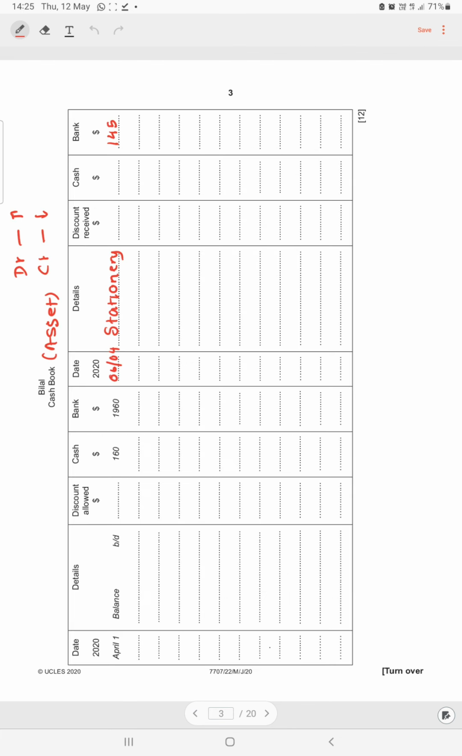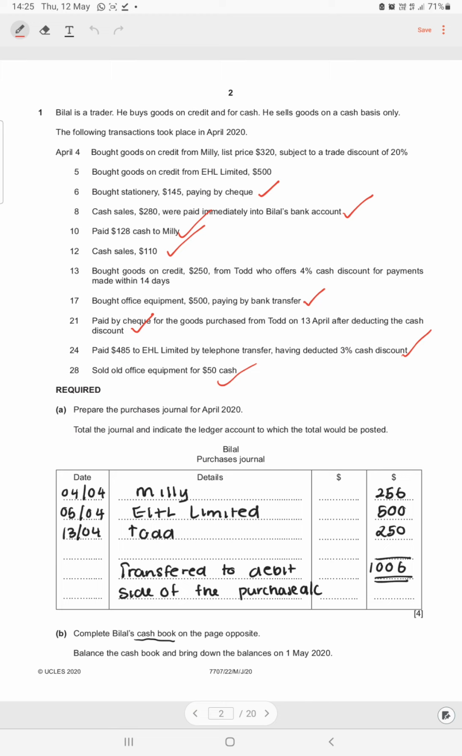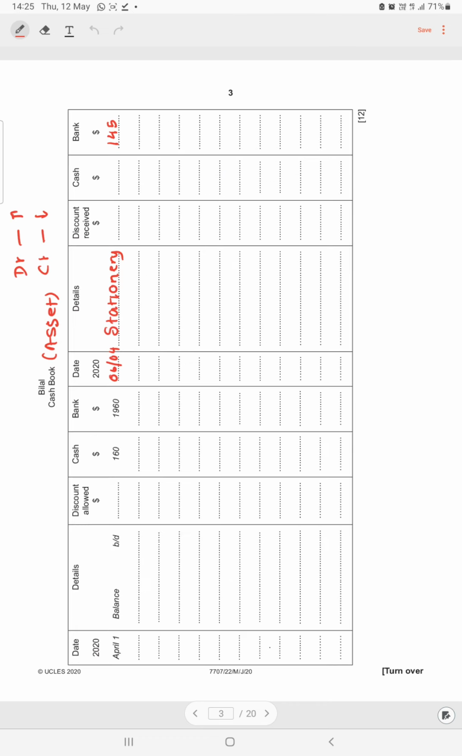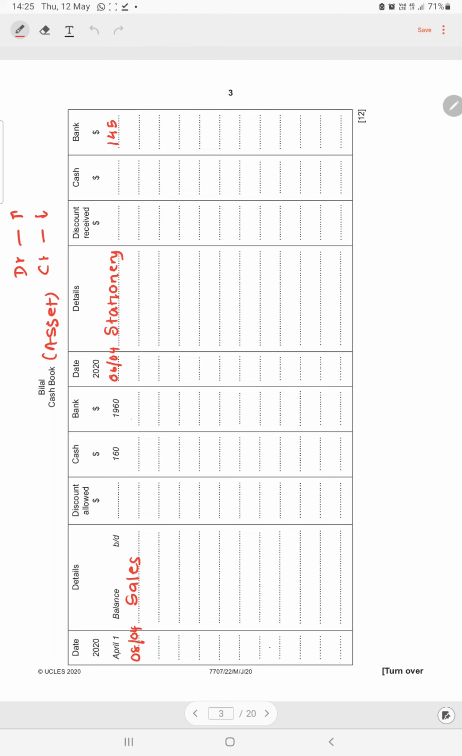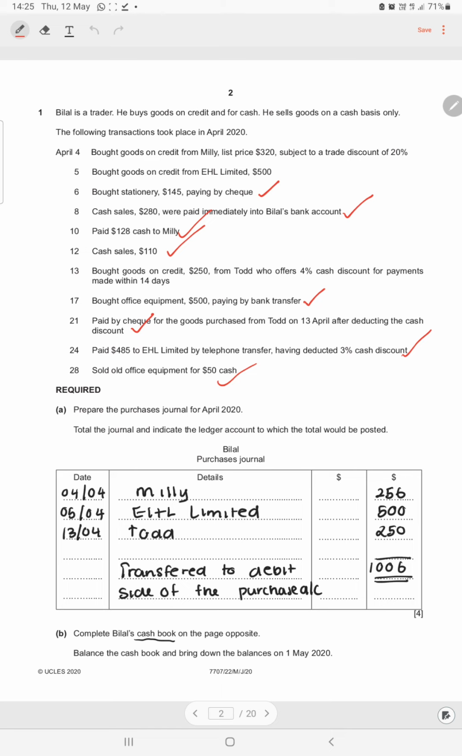Next, cash sales 280 were paid immediately into Bilal's bank account. So we had cash sales. You sell goods, which means you get money, so your cash balance increases. So that will be a debit entry in the cash book, 280 on the 8th of April. Again, this was deposited into the bank account. So 8th of April, it's a cash sale, so that's a sales account. The value is 280. Yes, it was deposited into the bank account. So debit entry there. So both these entries are done.